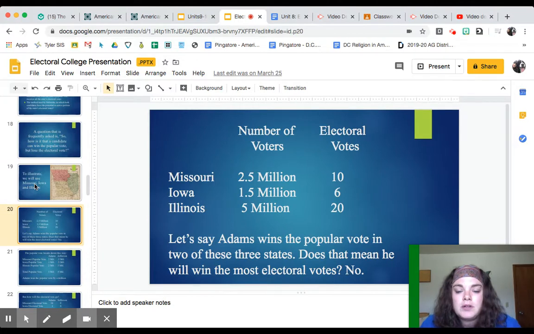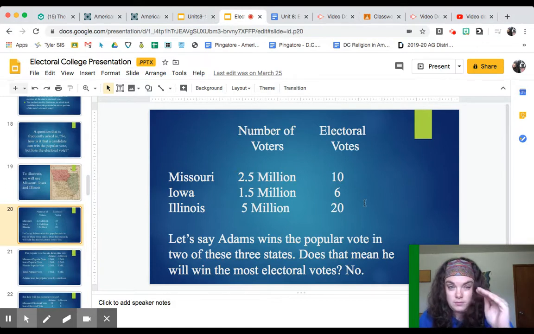Okay, in Missouri, we have 2.5 million eligible voters, so we have 10 Electoral College votes. Iowa has 1.5 million eligible voters. Because of their population, they get 6 Electoral College votes. Now, Illinois has 5 million eligible voters, and they get 20 Electoral College votes. So that kind of gives you an indication of how these 3 states work, and we're going to work through how it is that the candidate could win this majority but lose this one.